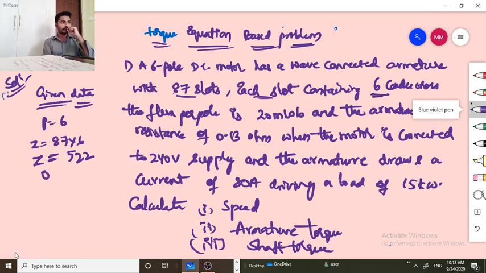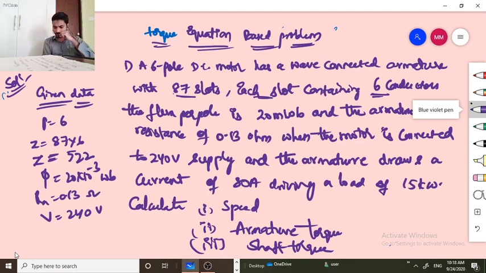And flux is given as 20 milliwebers, 20 into 10 to the power minus 3 webers. And the armature resistance is given as 0.13 ohm, and the motor is connected to a 240 volts DC supply. And the armature draws a current of 80 amps. So the Ia value is 80 amperes.